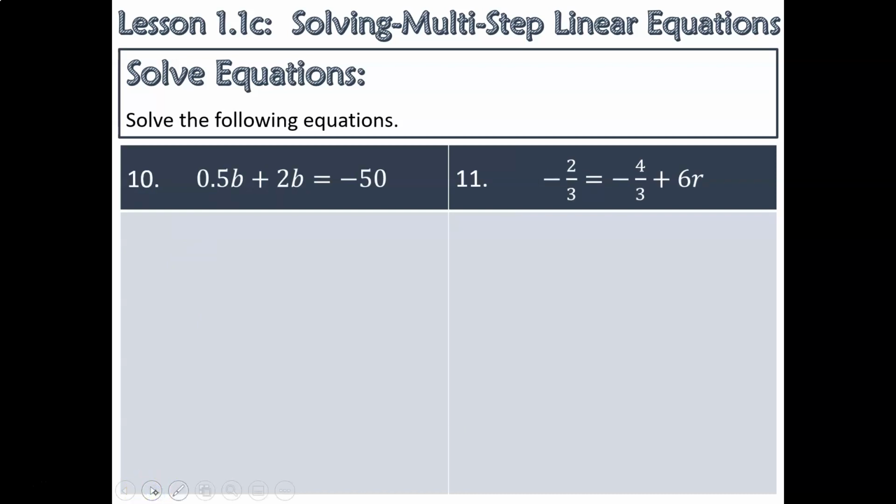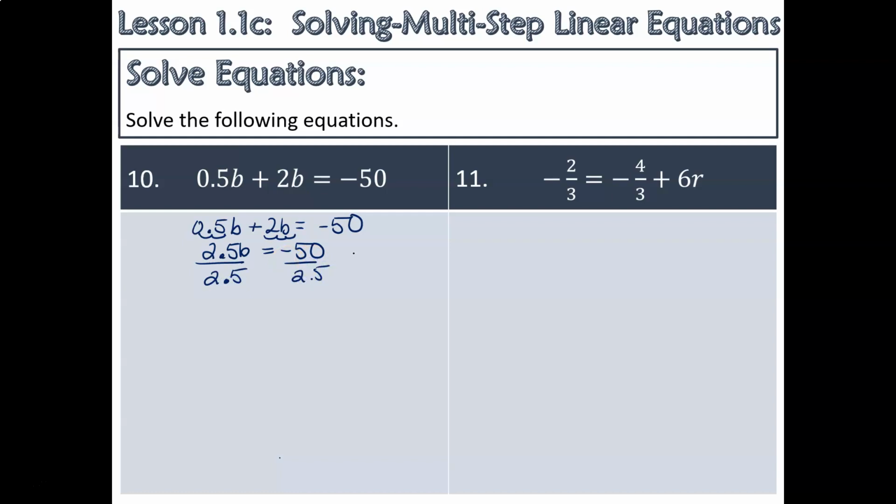Number 10. So we have a decimal. That's a half. So we have 5/10 or half b plus 2b. So we have 2.5b when we combine them. And now we're going to divide by 2.5.